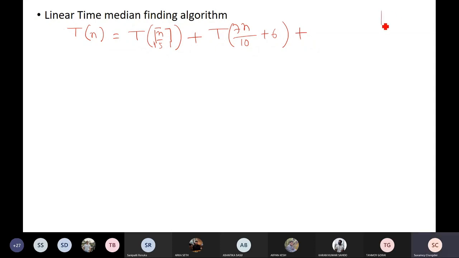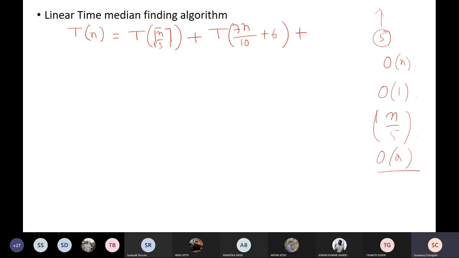see, if we apply insertion sort to each group containing 5 elements, the time complexity will be order of n. Why? Because sorting 5 elements takes constant time, and we have to do it for each of the n by 5 groups. So this will be order of n.